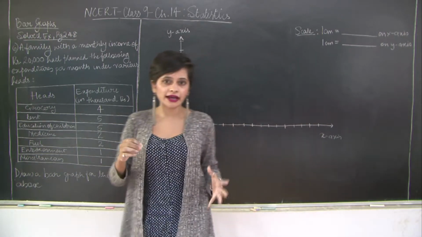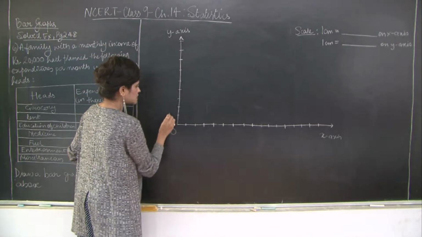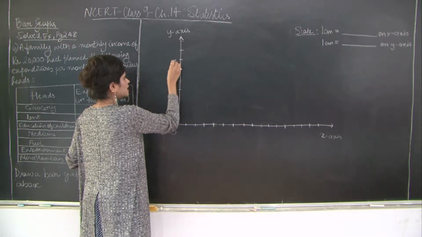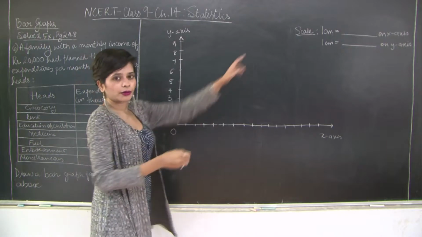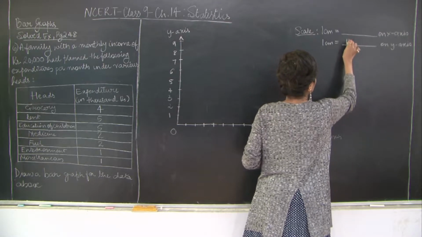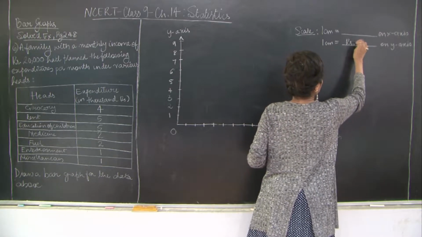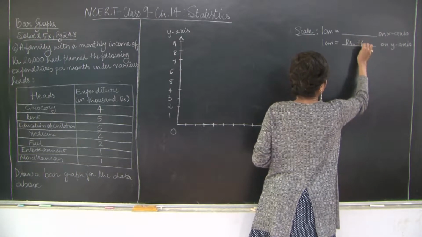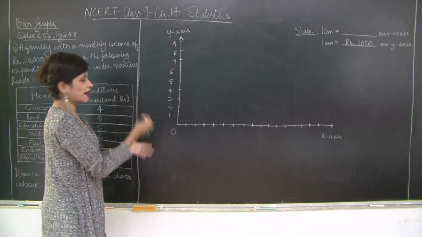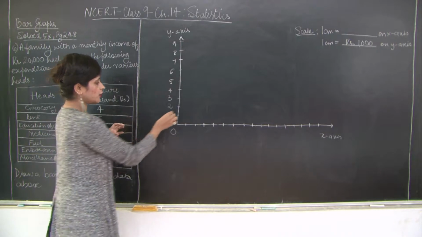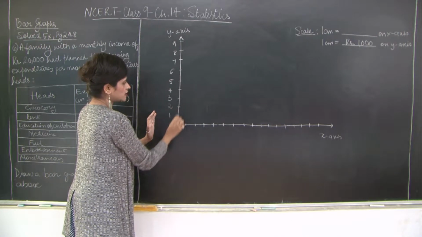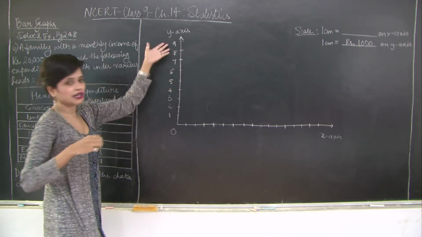So I'll write down the values. So this is 1, 2, 3, 4, 5, 6, 7, 8, 9. And what am I going to write in the scaling? 1 centimeter is equal to rupees 1,000. Because this is about the expenses, which is going to be rupees 1,000 on the y-axis. That means 1 centimeter, see the bars are going to be equally spaced with widths of 1 centimeter. So 1 centimeter is equal to 1,000. So this is 1,000, this is 2,000, this is 3,000, this is 4,000 and so on until 9,000.